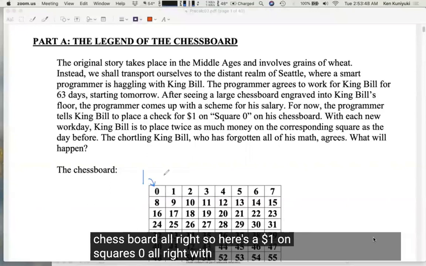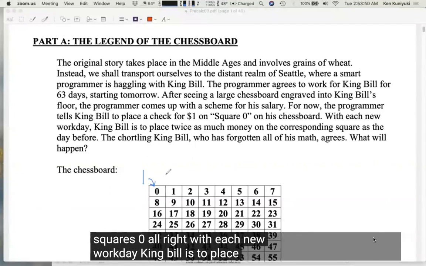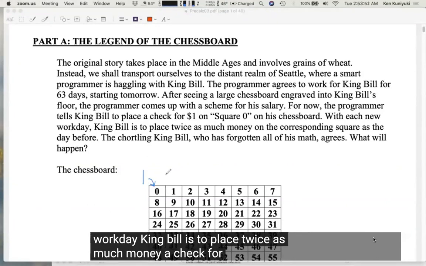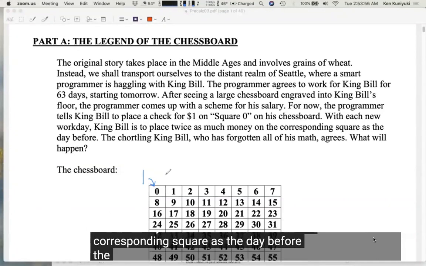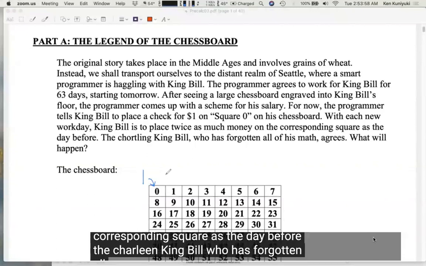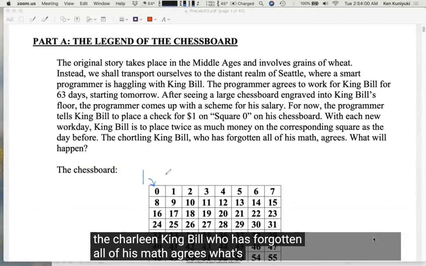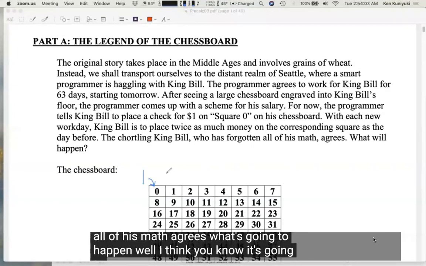With each new workday, King Bill is to place twice as much money, a check for that much, on the corresponding square as the day before. The chortling King Bill, who has forgotten all of his math, agrees. What's going to happen? Well, I think you know what's going to happen.